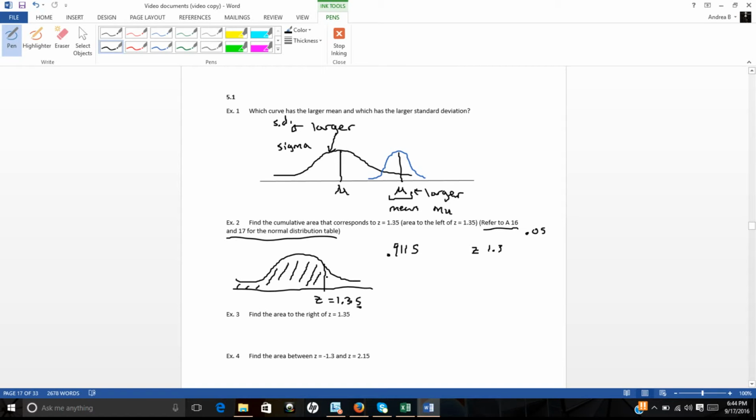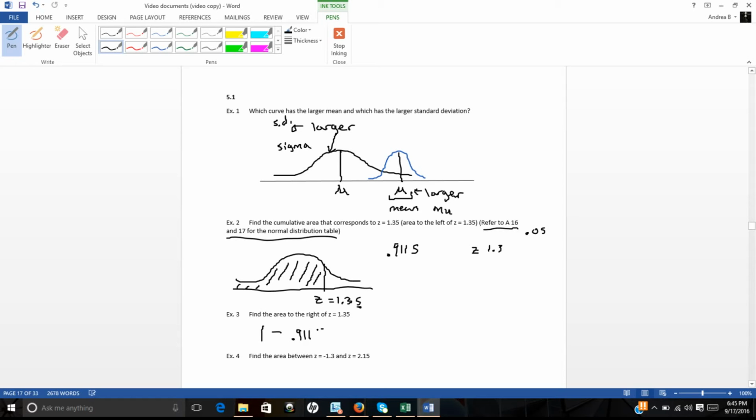So that would be for the area to the left of that value. For example 3 here, we now want to find the area to the right of it. Just like whenever we talked about probabilities before, there has to be 100% underneath the entire curve. In terms of decimals, that would mean 1 is your area underneath the entire curve. So we can subtract from 1 the area that we had to the left.